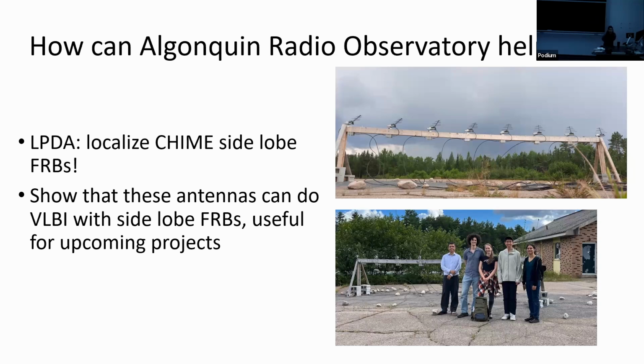It's very small compared to CHIME, which is huge. But the idea is it has a really wide field of view, with the way that it's designed, just low sensitivity. But the way that VLBI works is you do it with correlating signals. So even if there's a little bit of signal, then we could correlate that with CHIME and potentially localize these side lobe events.